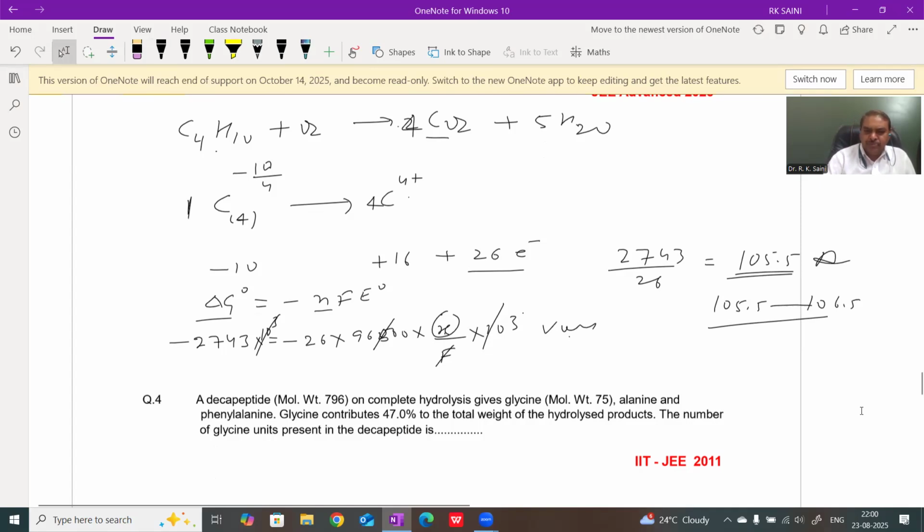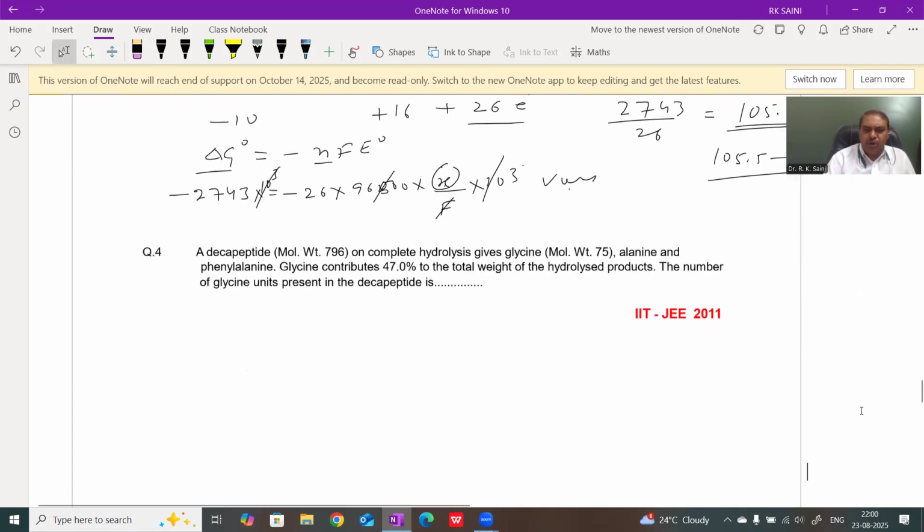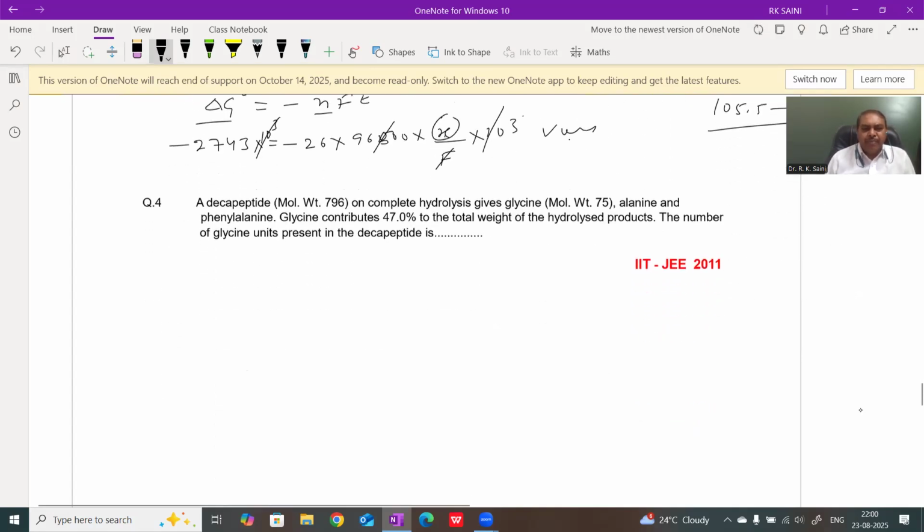Question 4. Questions 4 and 5 were asked in JEE from biomolecules. A decapeptide, molar mass 796, on complete hydrolysis gives glycine, alanine, and phenylalanine. The glycine contributes 47% of the total weight of the hydrolysis product. Find the number of glycine units in the decapeptide.